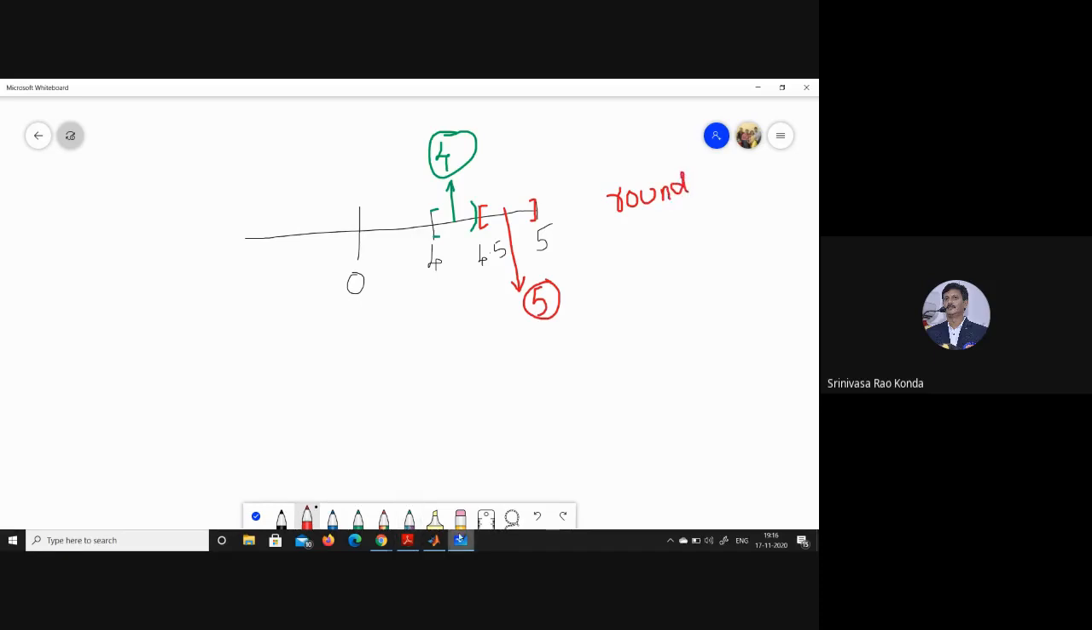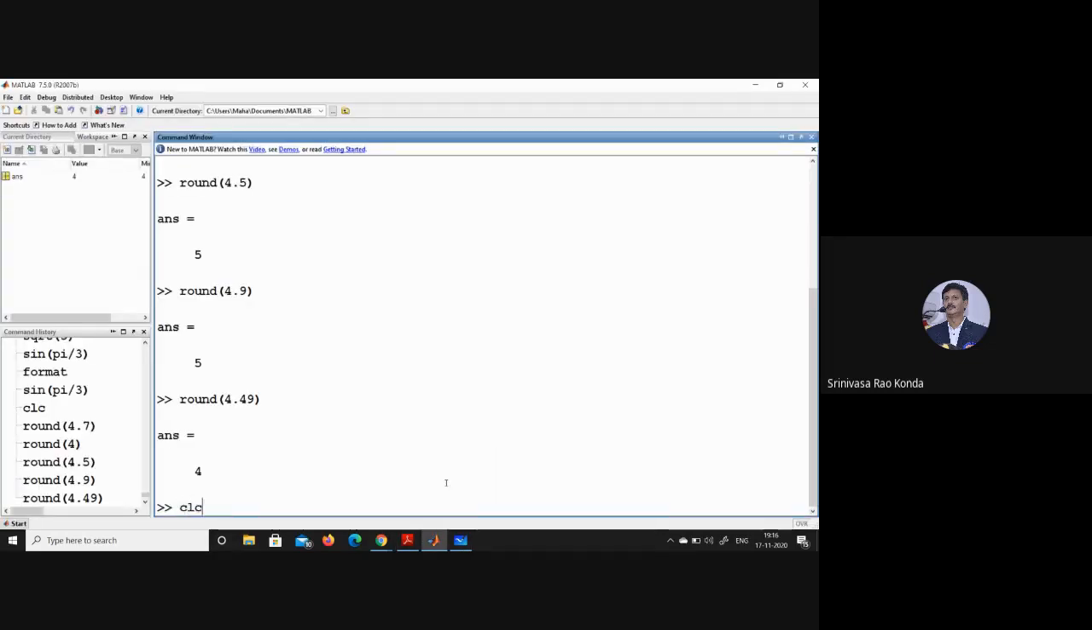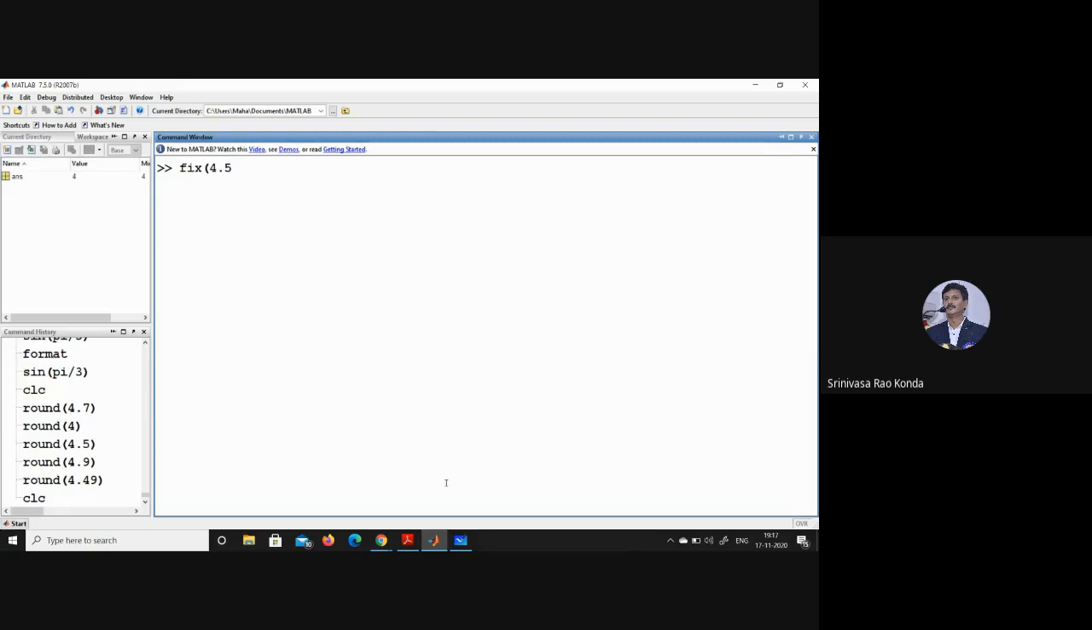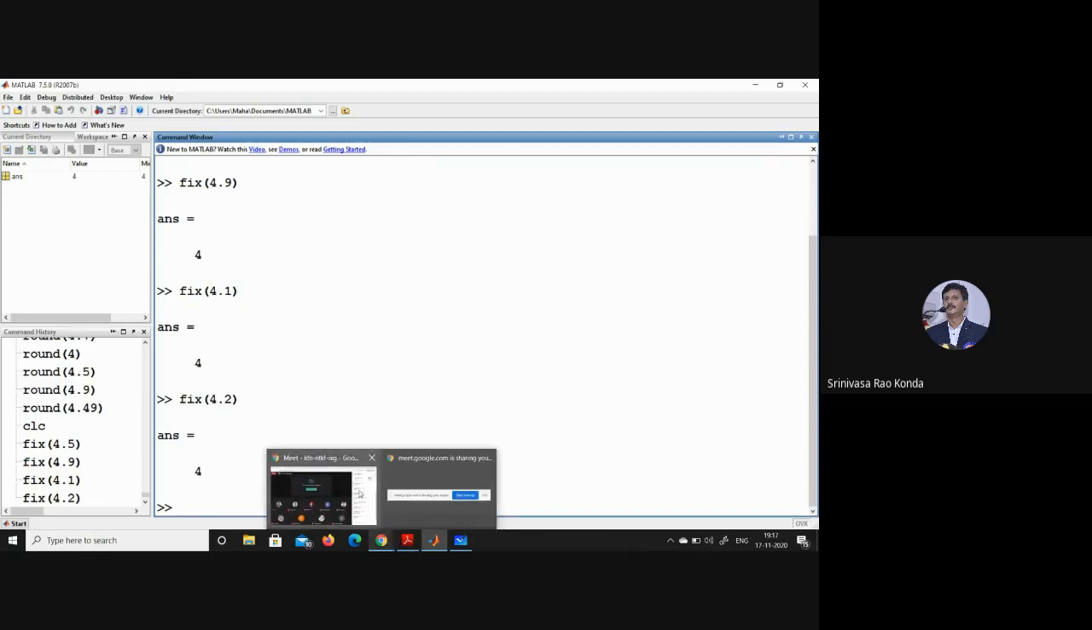There is another rounding technique. I'm taking CLC. The fix command. Fix of 4.5, what will happen? 4. 4.9, 4. 4.1, 4. 4.2, 4. What is the round command doing?